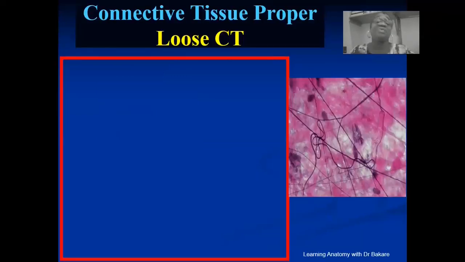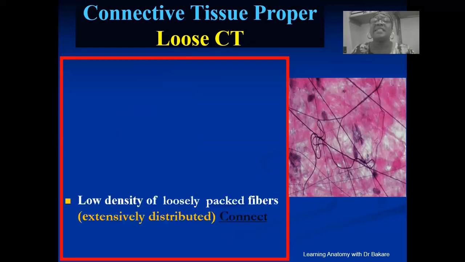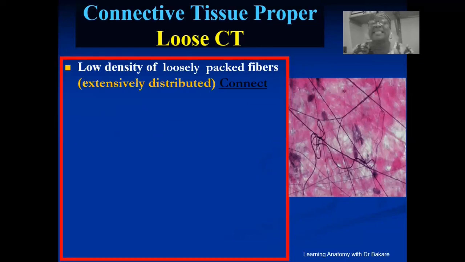So first, let's go through the connective tissue proper, but we'll be focusing here on the loose type of connective tissue. This loose connective tissue is seen to have low density of loosely packed fibers. Remember, in our previous lecture, we stated that the connective tissue is made up of cellular components and also the extracellular matrix. Within the extracellular matrix, we have fibers and also ground substance. So if the fibers that are embedded within the ground substance are loosely packed, which means that the density of this fiber is low, it is going to be a loose type of connective tissue. This type of connective tissue is seen to be extensively distributed around the body.